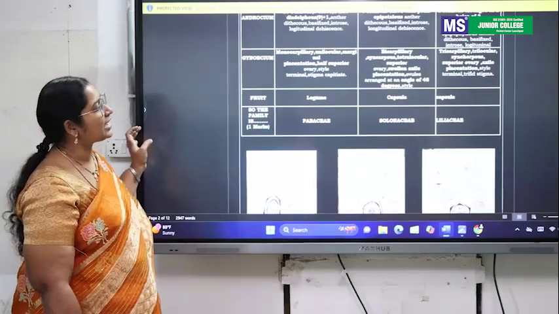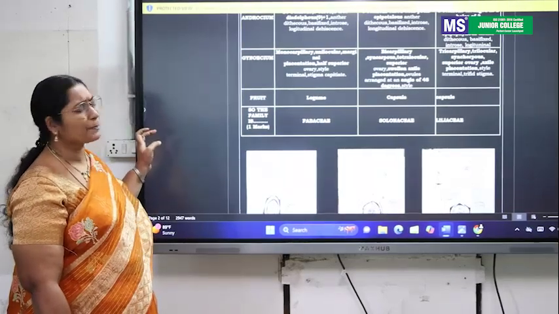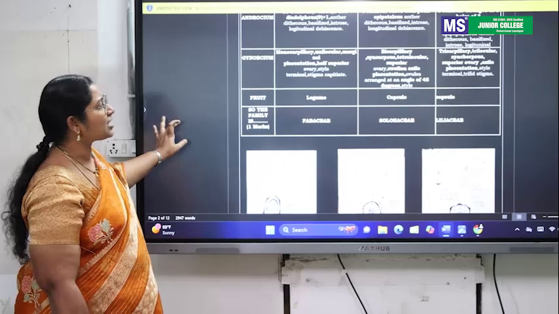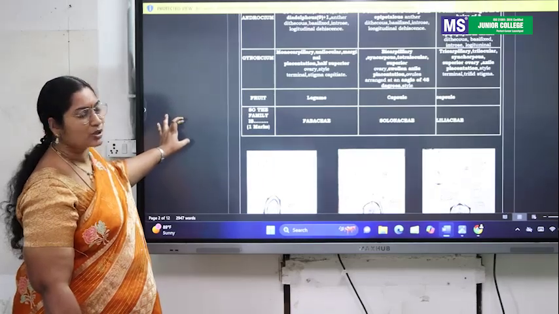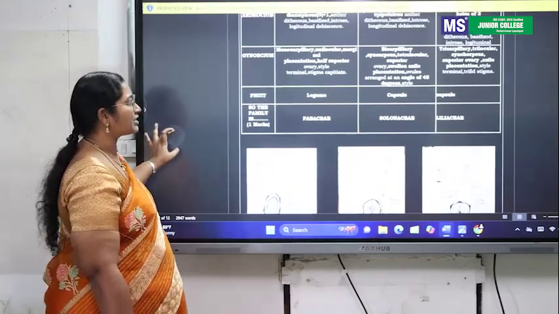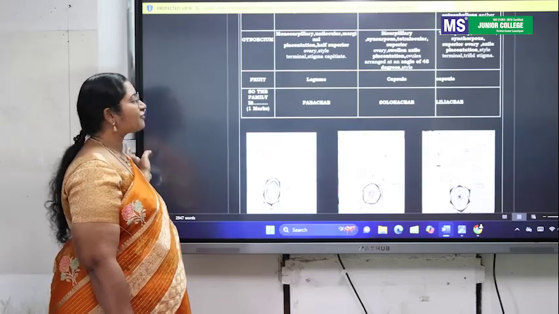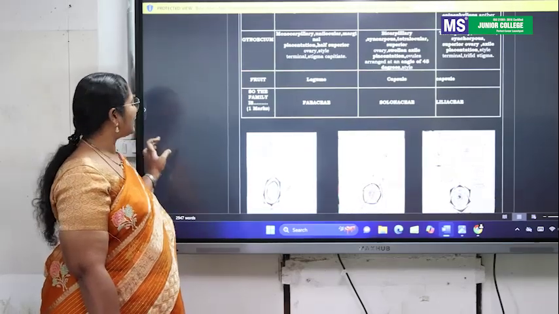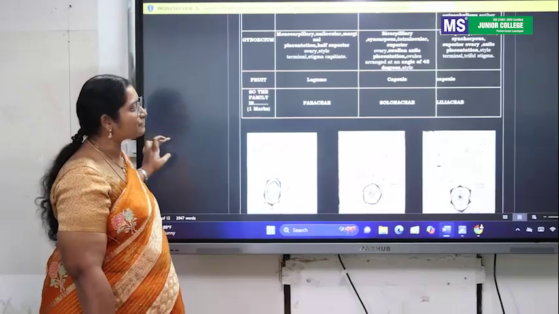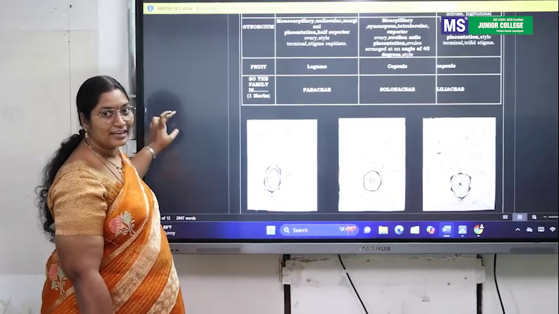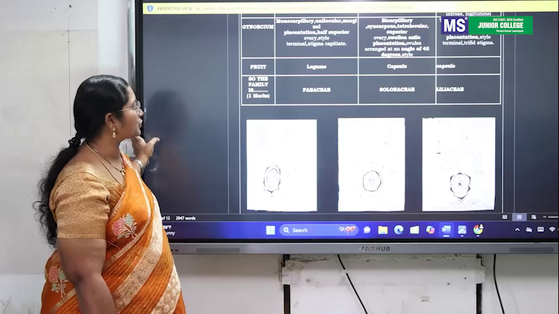Now Liliaceae, it is tricarpellary, trilocular, syncarpous, superior ovary with axile placentation. You can check it out. And fruit, in the case of Fabaceae, it is legume. In the case of Solanaceae, it is capsule, and in the case of Liliaceae also it is capsule.